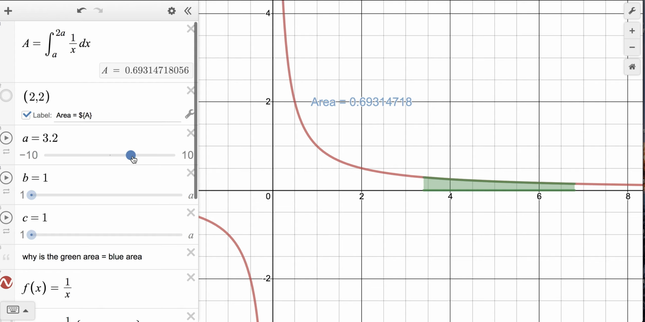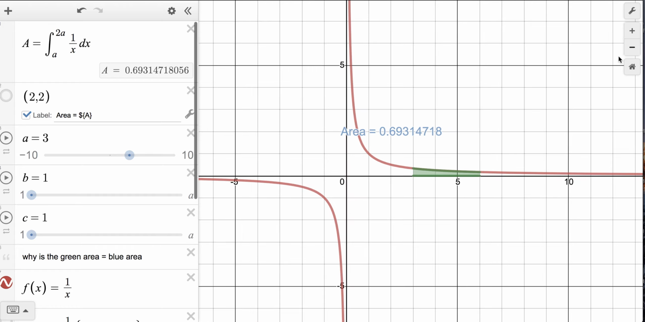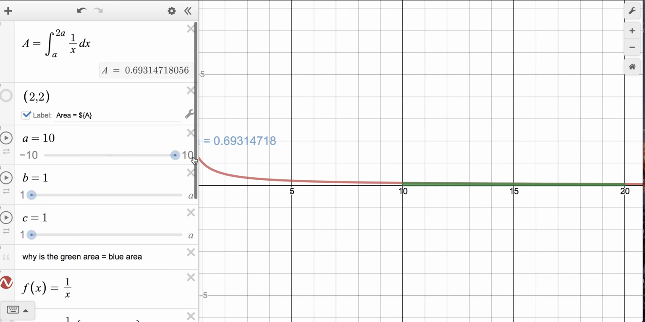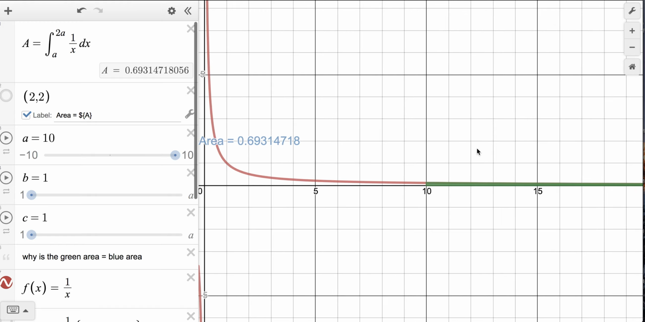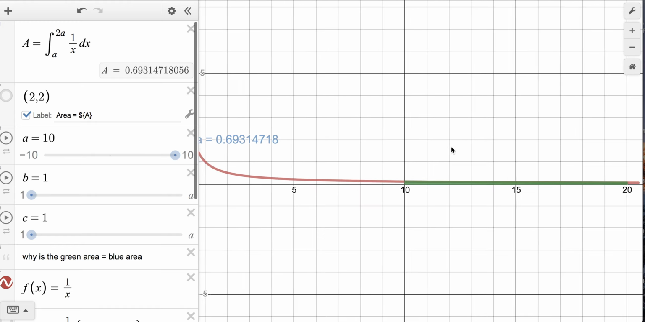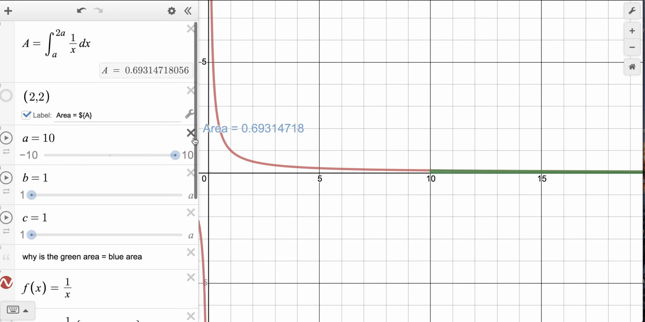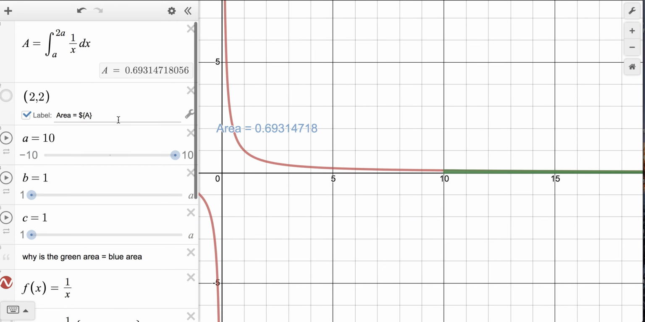And I can put this wherever I want. I could go from 3 to 6, and that area is still going to be the same. In fact, I could go from 10 to 20, that tiny, tiny sliver, and that area is still equal to 0.69. So what is going on? What is that number? Well, that number is the natural log of 2. And I'm going to show you why that's the case.